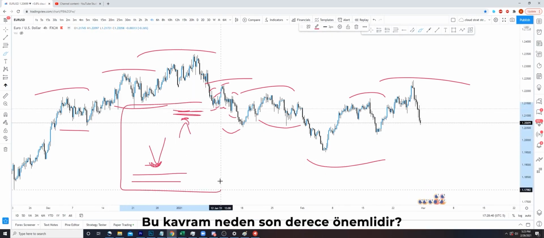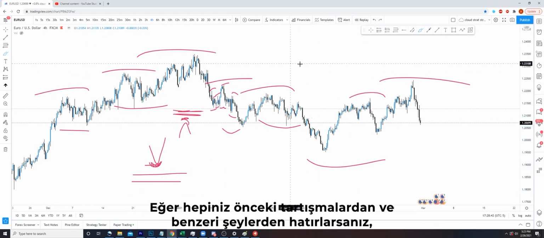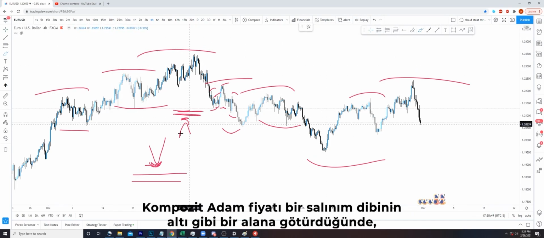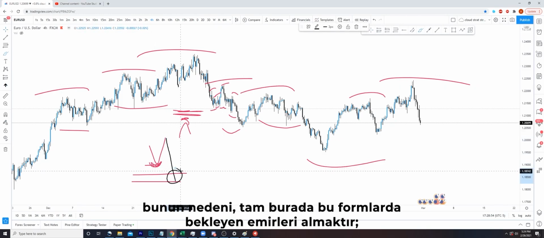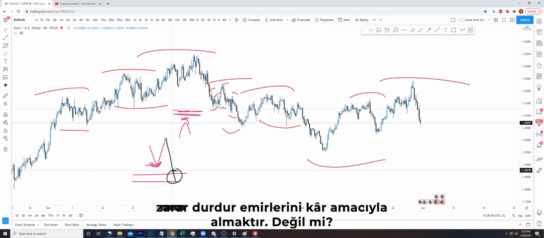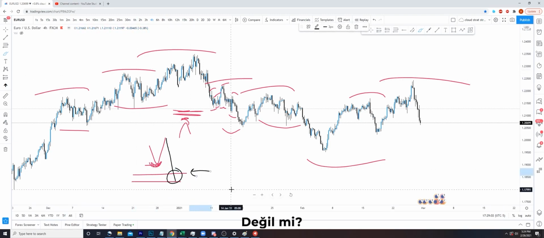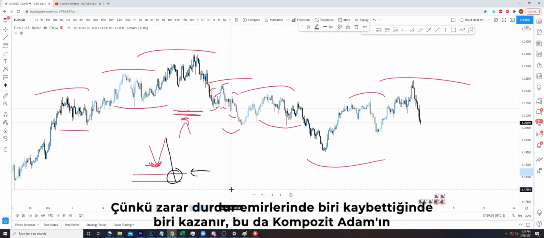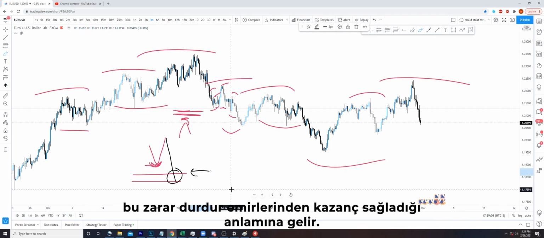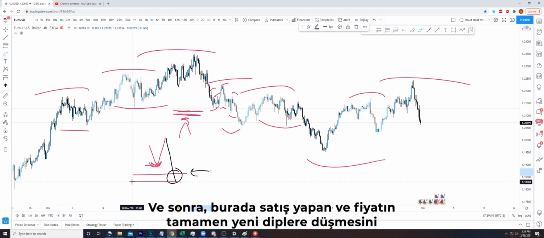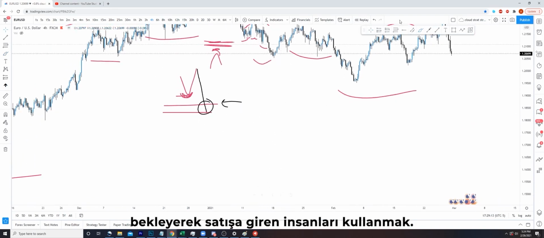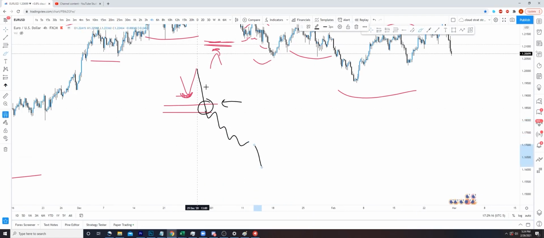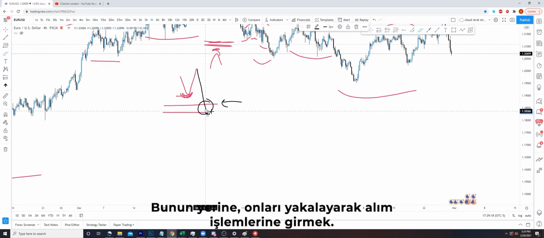Why is this concept extremely important? Well, if you all remember from earlier discussions, when the Composite Man takes price to an area like this, below a swing low, the reasoning for that is to take out the orders that rested below here, to take out the stop losses for profit. Because when someone loses, someone gains, which means the Composite Man is gaining on those stop losses. And then to use the people that are selling and entering sells here, expecting price to continue dropping to completely new lows, instead of that happening, it comes here to grab them to enter buys.